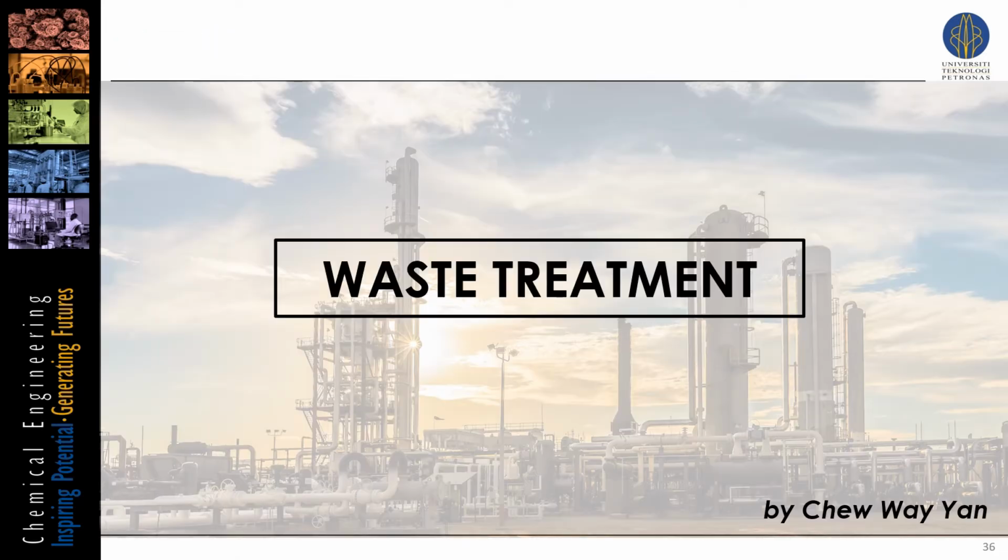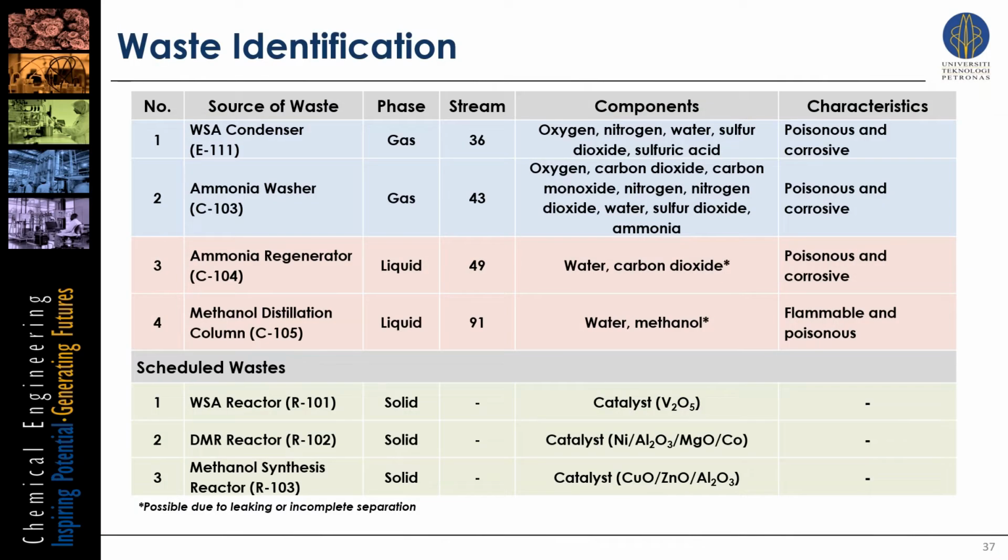Thank you, Mia. I would like to move on to the waste treatment strategies. Waste can be generally categorized into solid, liquid, and gas phases. In our plant, all three phases of waste are generated. Gaseous waste come mainly from the flue gas, liquid waste come mainly from the effluent of separators, while solid waste come in the form of catalyst and sludge, which are classified as scheduled waste.